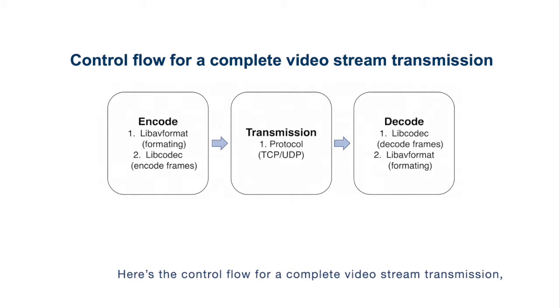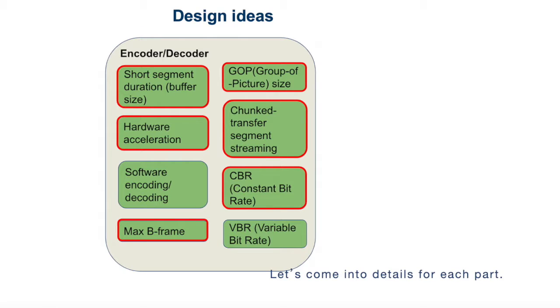Here is the control flow for a complete video stream transmission, including the stages of encoding, transmitting and decoding. Let's come into details for each part. First, it's encoder and decoder. Multiple concepts are used together to reduce latency.